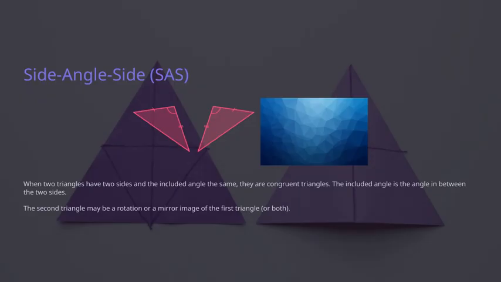Another key point is that the second triangle doesn't have to be an exact copy in the same orientation. It could be a rotation or even a mirror image of the first triangle, and they would still be congruent under SAS. This rule is really useful because it helps us determine when two triangles are identical in shape and size based on just two sides and the included angle. It ties into our overall theme of understanding triangle congruence by focusing on specific parts rather than the entire figure.